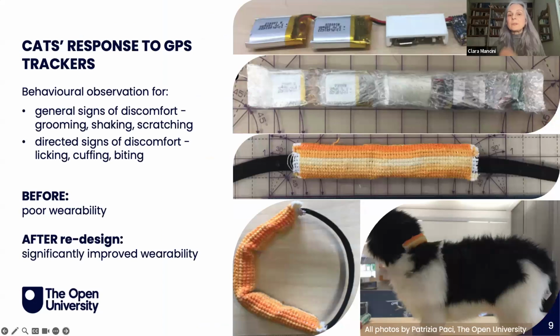As a case study, Patrizia's behavioral observation of cats wearing different commercial GPS trackers showed poor wearability, even though these were marketed as cat-friendly. In contrast, her behavioral observation of the same cats wearing a tracker that she had redesigned using the same electronic components but applying the framework showed significantly better wearability.